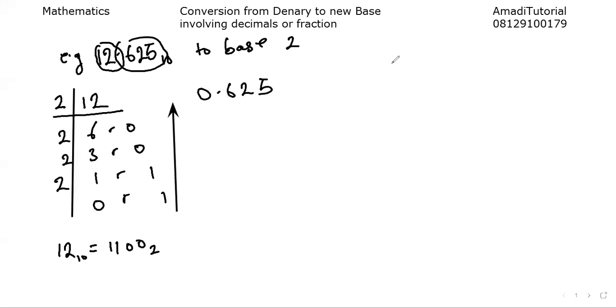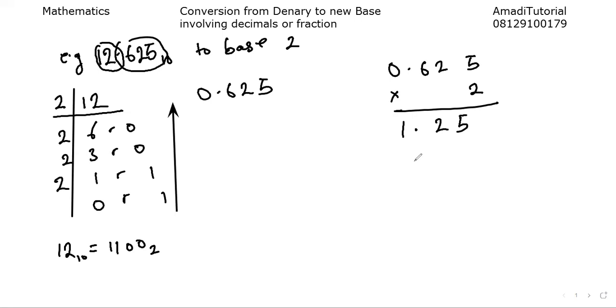Let me write out this number somewhere here again, 0.625. In the whole number part, we did division. In the decimal part, we are going to do multiplication. So we're going to multiply by 2. You do 0.625 times 2, and that will give you 1.25.